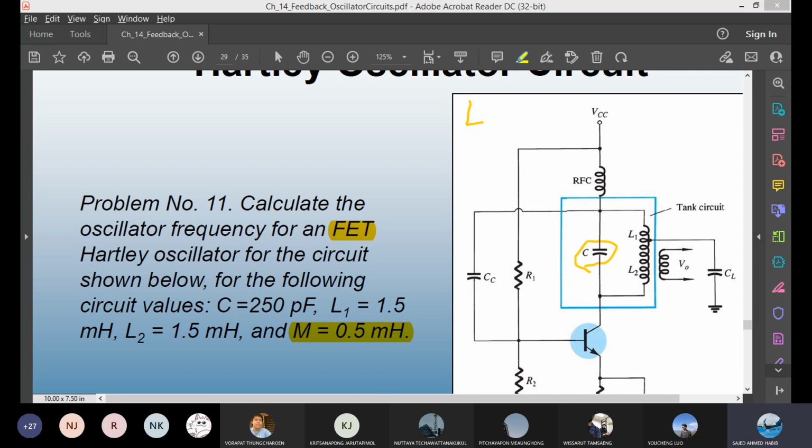Piradon, please find out the equivalent inductance, L equivalent, of the LC tank circuit. The next person in line is Mr. Kritsanapong. Find what, teacher? For Kritsanapong, you will find the oscillator frequency.